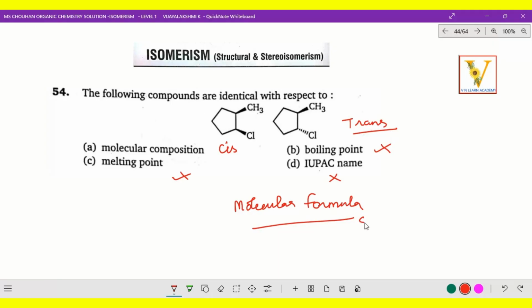Molecular formula will be same means identical. So with respect to that, identical with respect to molecular composition, so that is the correct option. I hope you got the clarity about this question. Come on, let's go to the next question.